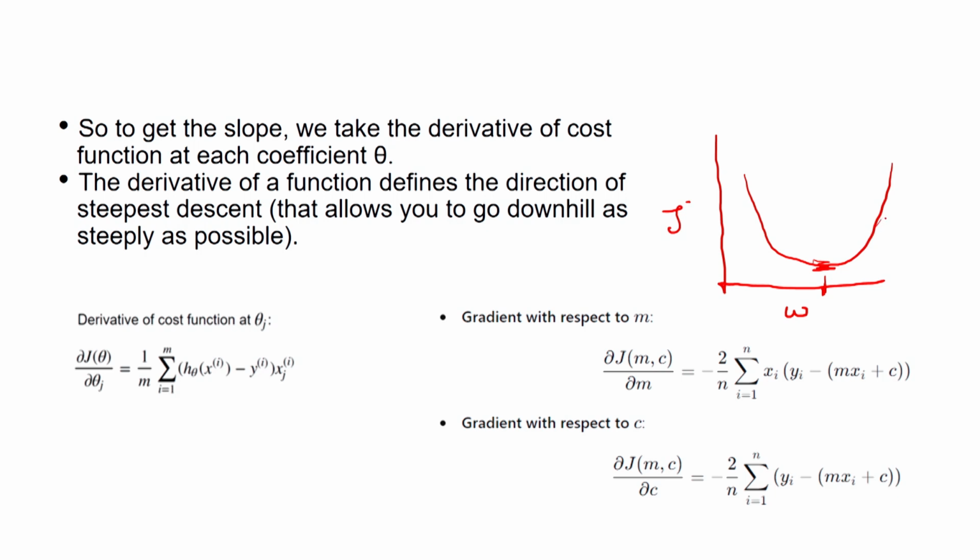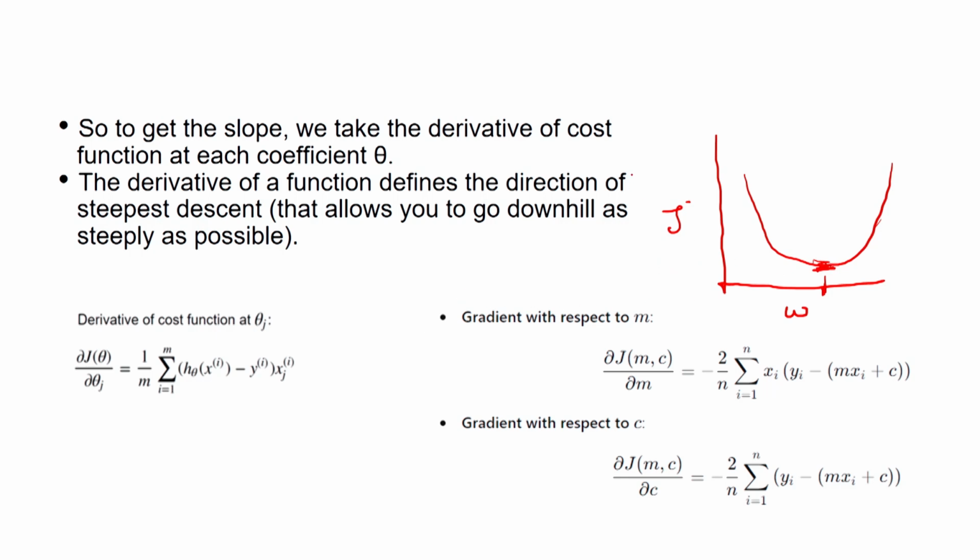So, when we find out the slope, based on the slope value and direction, we can check on which side of the minima we are and how far we are from this minima. If the slope value is large, we are farther from this minima. If the slope value is close to 0, we are close to this minima.